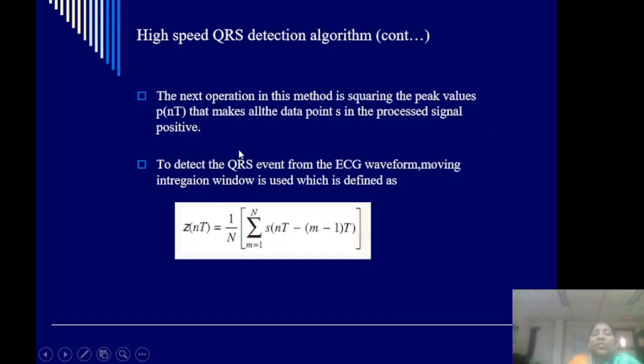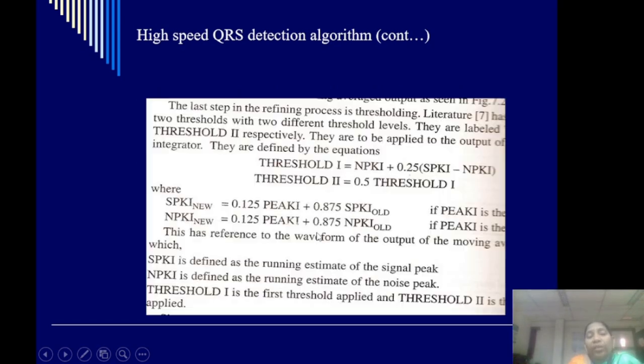Then the next step is to square that signal so that the negative points get eliminated. Then it is passed to a moving window integrator. In the moving window integrator, the window is moved over the signal and it gets averaged. It is given by the mathematical expression like that, denoted by z1 of nT. This is the mathematical expression for moving window integration.